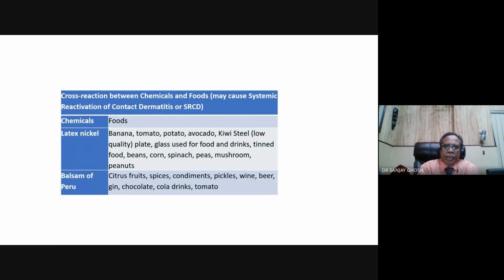So certain foods, I told you about the latex-banana syndrome. Exactly, nickel can be in tinned food, spinach, chocolate, balsam of Peru, citrus foods, condiments, pickles, etc.